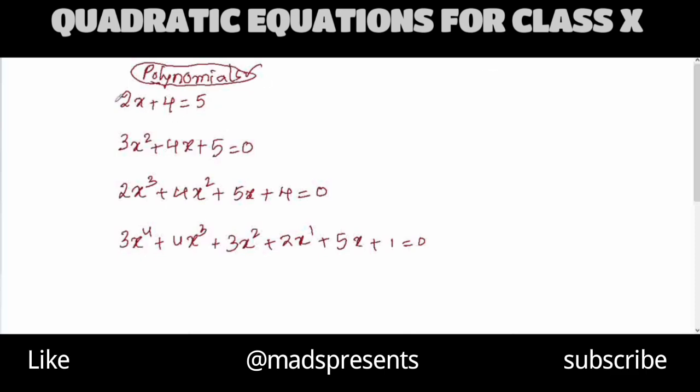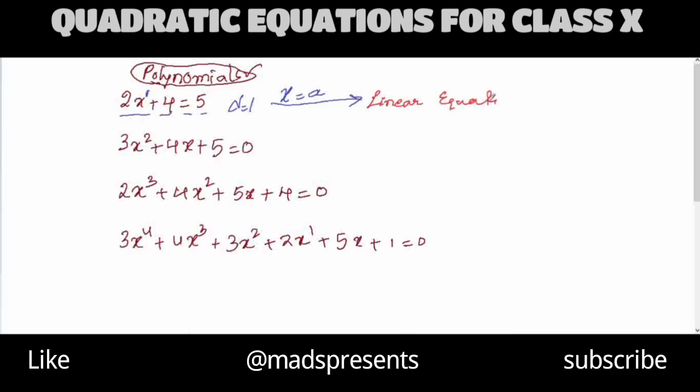Take the first equation, 2x plus 4 is equal to 5. Here the highest power is 1, so the degree is equal to 1. That means if you solve this entire equation, you will get only one x value, let's take it as a. And any such kind of equation, we simply call a linear equation.